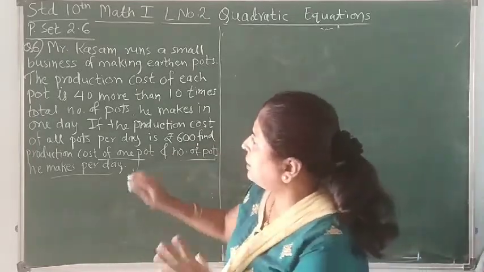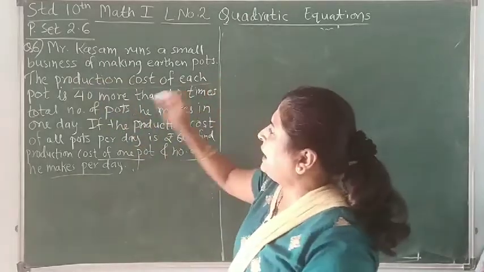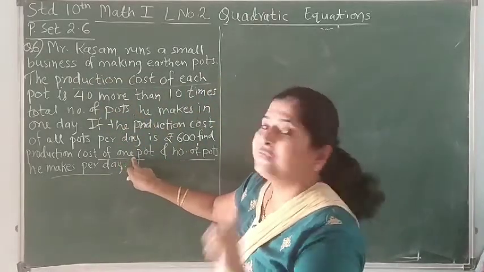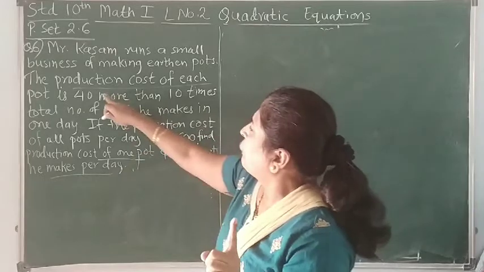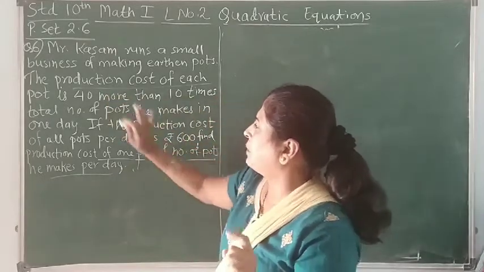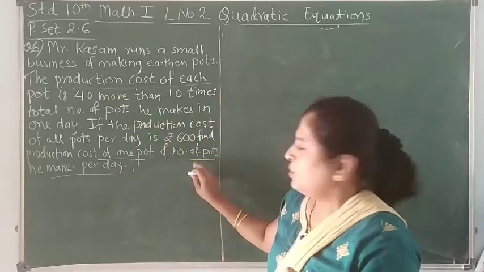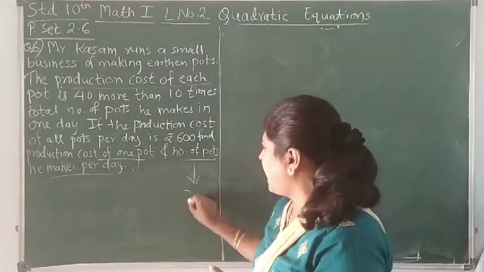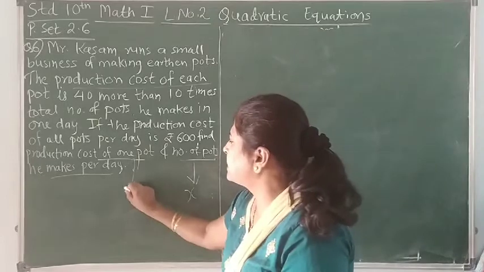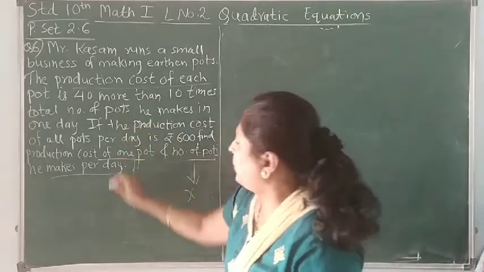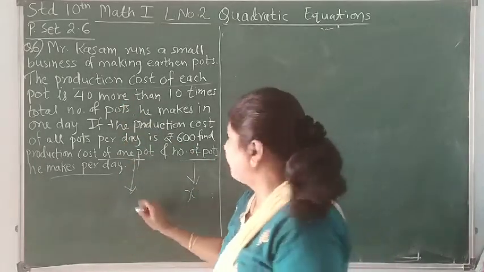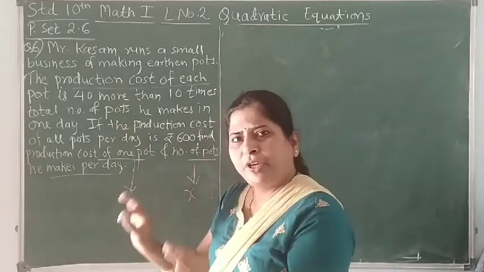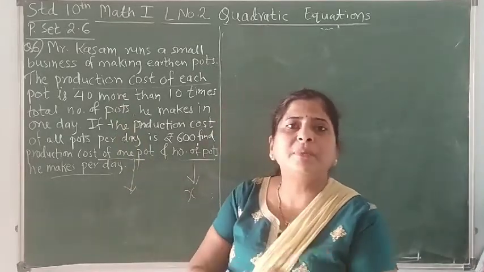So what is the first thing here? The production cost of each pot. Okay, cost is the first thing. And the other is 40 more than 10 times the total number of pots. This is the second thing. So we have to assume the number of pots he makes per day to be X. Then what will this be? This is how to write and how to understand: whatever you are reading, you write accordingly. It will become easier for you.